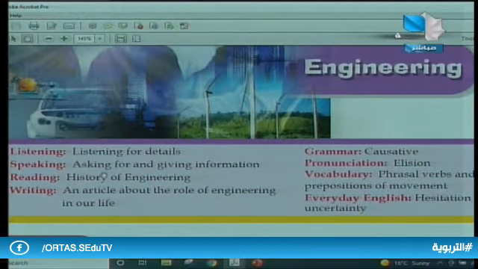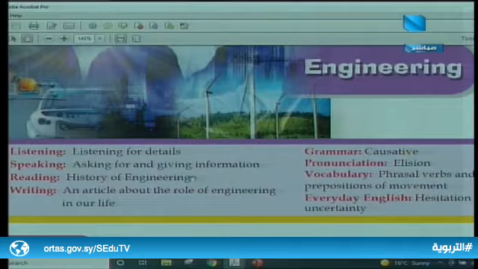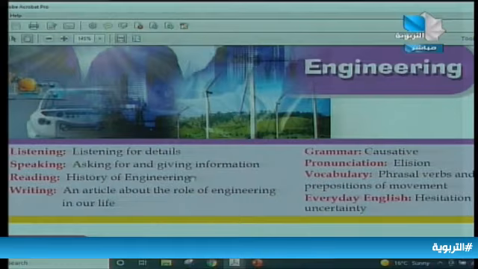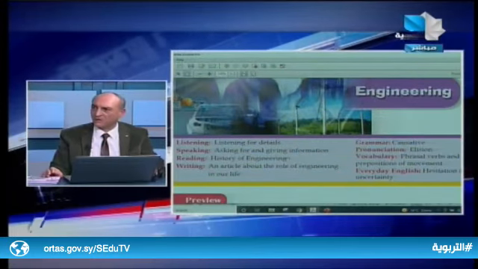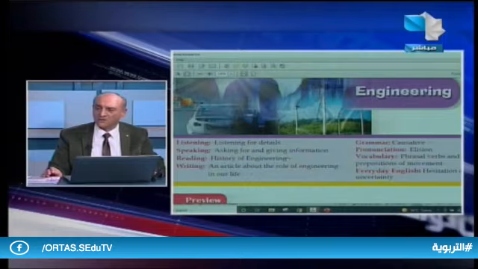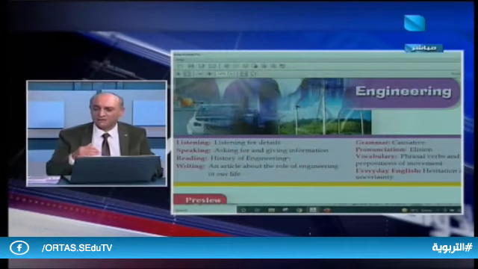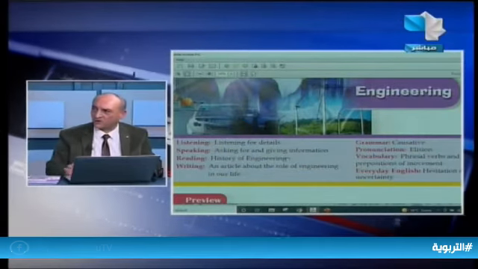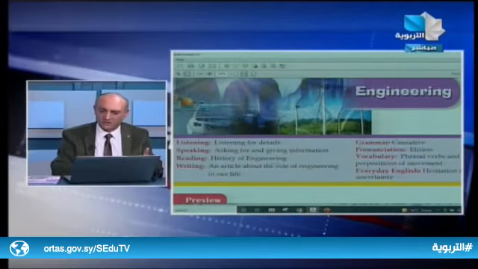In speaking, asking for and giving information. In every unit, each student has to master this skill. He must be able to ask about something and to give information about something. Here, the topic is engineering. He has to ask about this job, types of engineering, history of engineering, and he must be able to give information about this. So this is a skill.